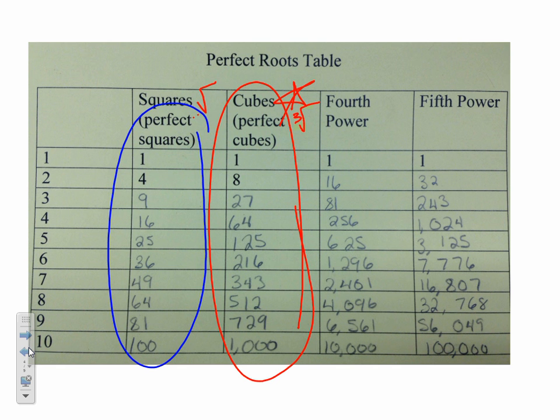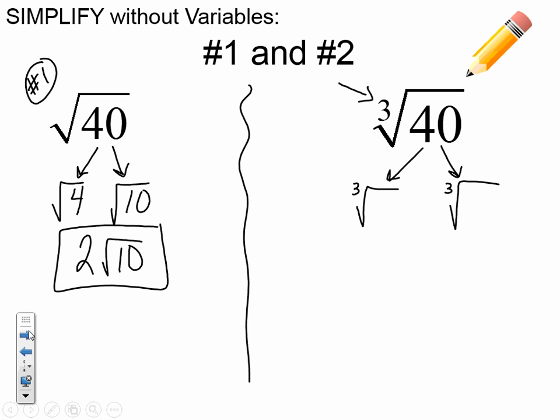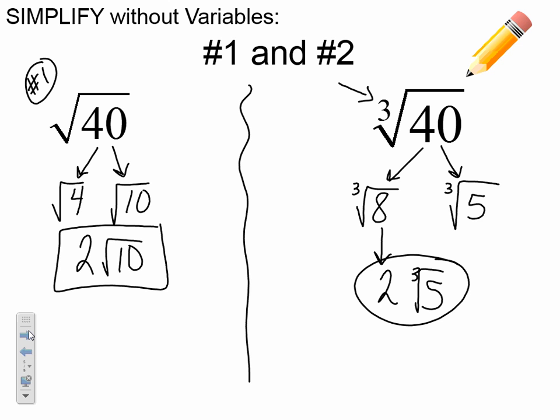So which of those perfect cubes divides into 40? The answer is 8. So if I simplify 40, I'm going to break it apart into 8 times something, 8 times 5. I chose 8 because 8 is a perfect cube. The cube root of 8 is a 2, and the cube root of 5 I will just leave. So the answer is 2 cube root of 5.